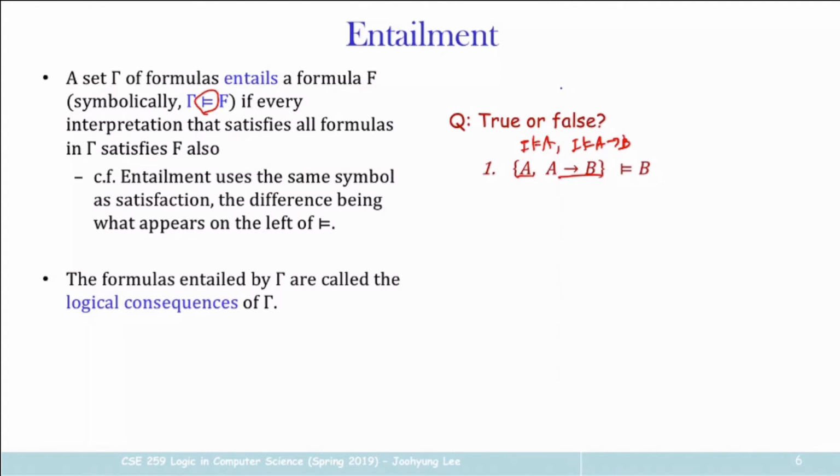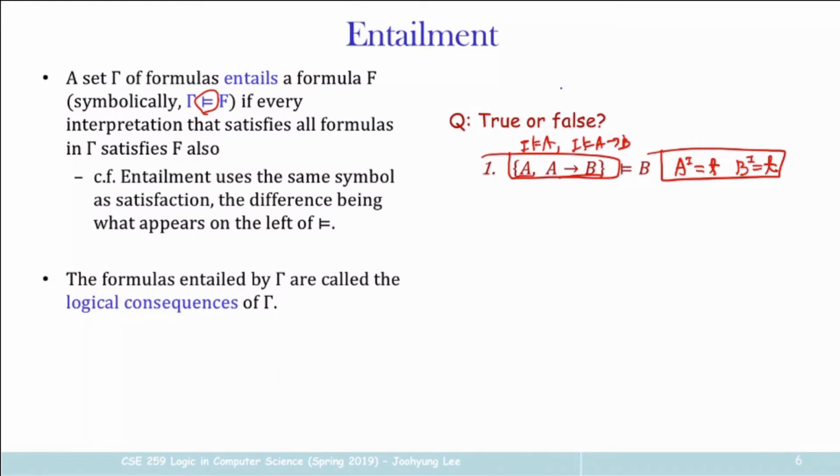So the idea is to take any interpretation that satisfies all of them. There is actually only one interpretation, the one that makes A true. This interpretation satisfies the formulas on the left-hand side, so it must satisfy both A and B. A and B must be true. Consequently, B is true.